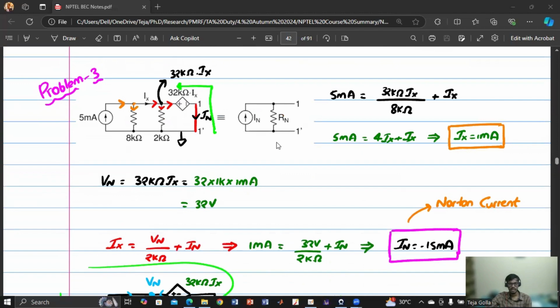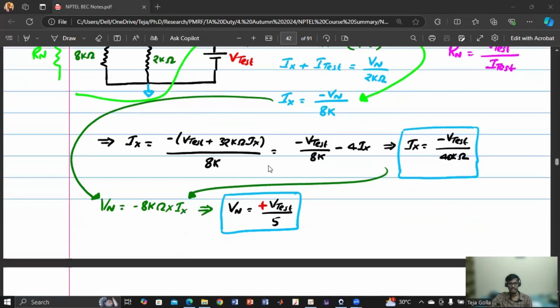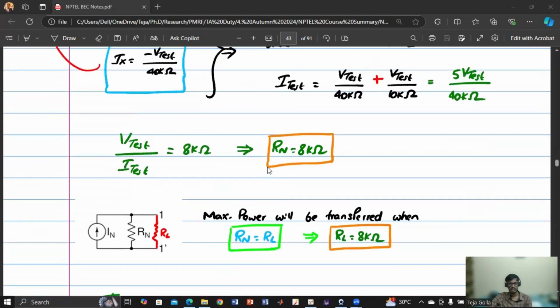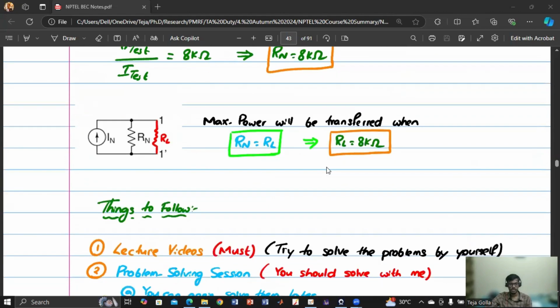First, you have to calculate, say, I Norton, by shorting the terminals. For R Norton, you have to excite it with some test voltage V test and calculate the I test, and then you have to do V test by I test, which will give you R Norton. Then they are asking what should be the value of the resistance so that the maximum power will be transferred. So when will it be maximum? When R load will be R Norton. So that's how you can calculate.